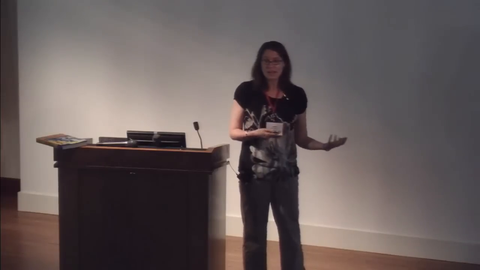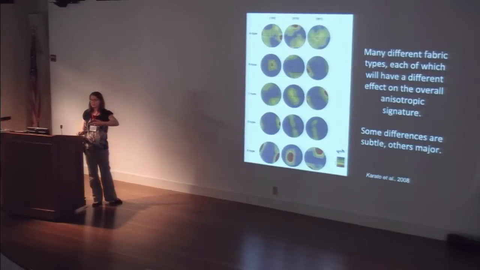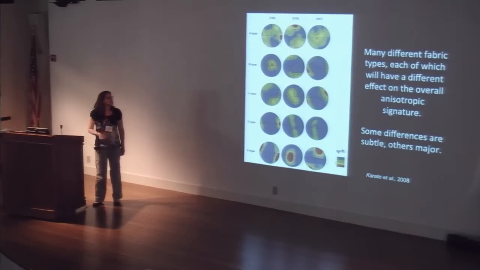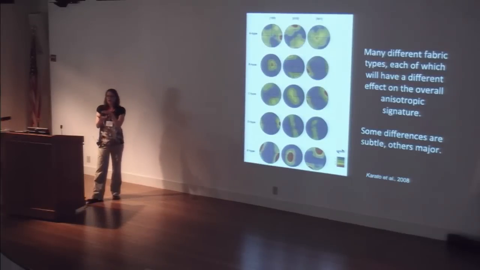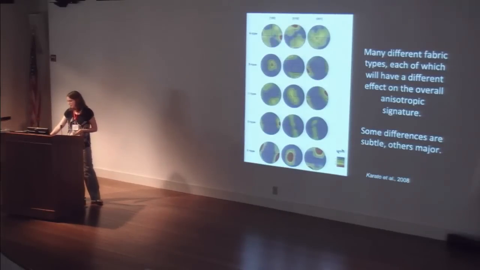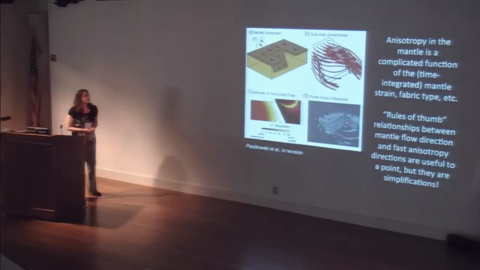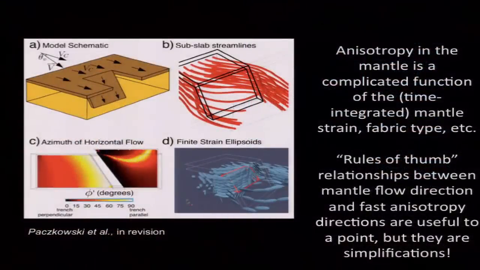So some of the differences are subtle, but some are major. Of course, B-type fabric is one of the major ones, where it flips the fast direction of anisotropy by 90 degrees. So your flow direction is 90 degrees away from what you thought it would be based on A-type. So it's important to keep in mind that olivine fabric is complicated, and if you have fabric transitions and you're deforming rocks with a pre-existing fabric in a new fabric regime, things get quite complicated quite fast. This is a very active area of research. Another thing that I really want to emphasize is that anisotropy in the mantle really is a very complicated function of the time-integrated mantle strain along with the fabric type.